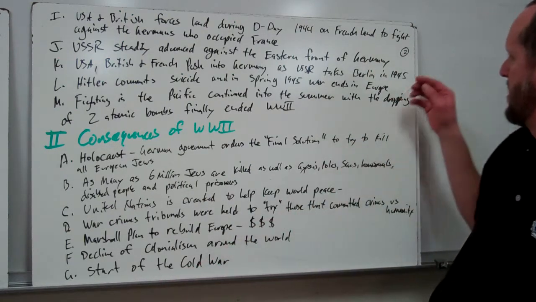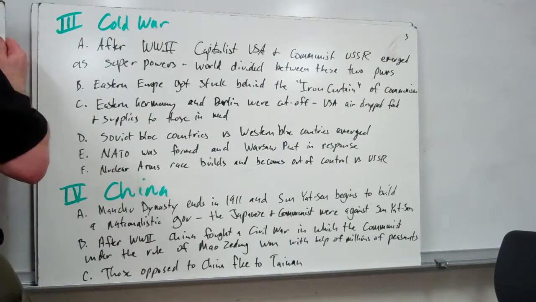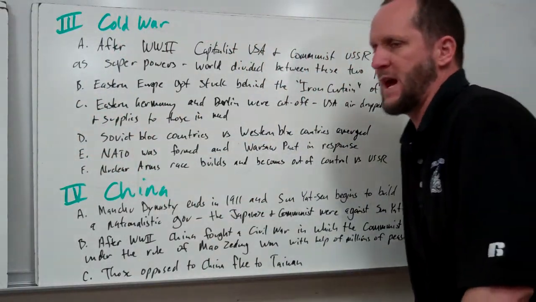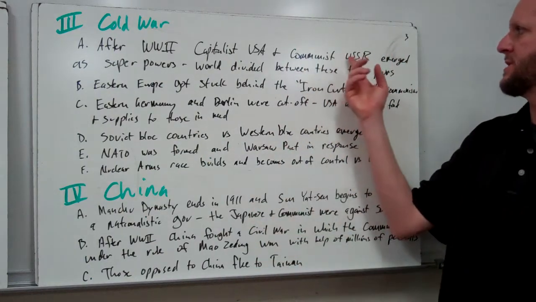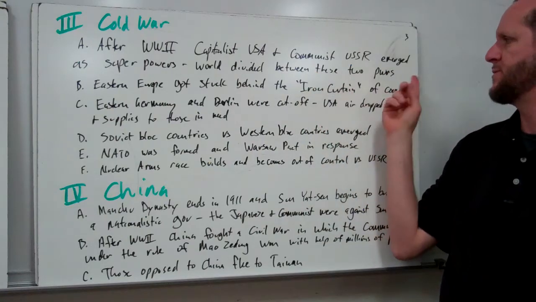And it was the start of the Cold War, which is what's on our next board here. So let's slide this over. And when we're looking at this next board, the Cold War. After World War II, capitalist United States and communist USSR emerged as superpowers. The world was divided between these two powers.